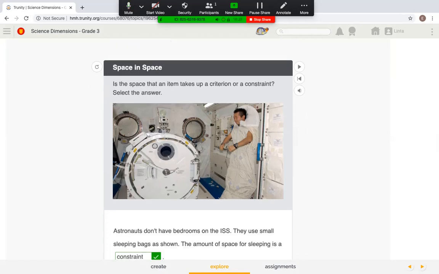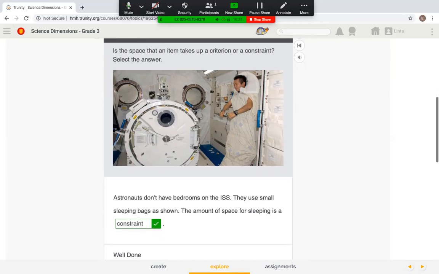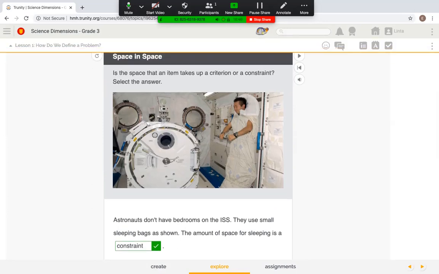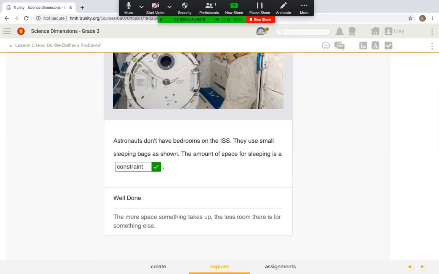Space in space. Is the space that an item takes up a criterion or a constraint? Select the answer. Let's see what the situation involves first. Astronauts don't have bedrooms on the ISS. They use small sleeping bags as shown. The amount of space for sleeping is a constraint. Yes, because the more space something takes up, the less room there is for something else. So here the question was whether it's a constraint or a criterion. Actually, it is a constraint.